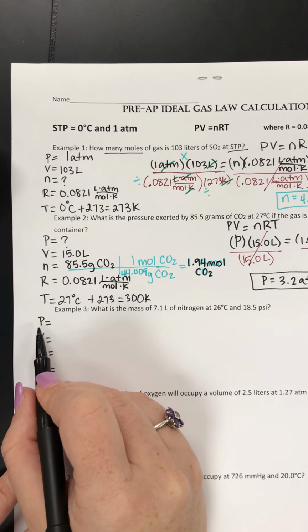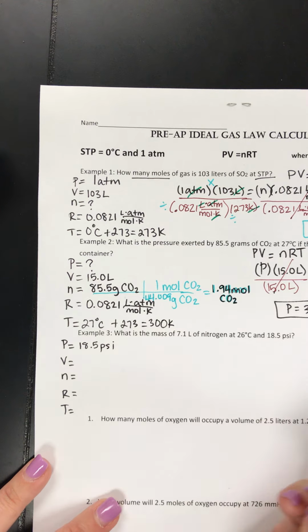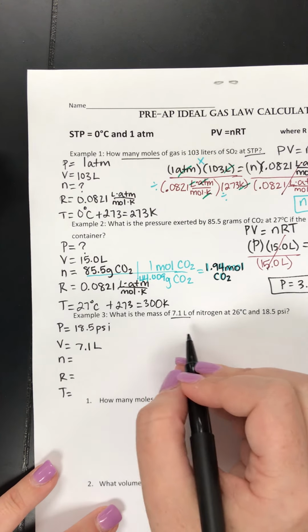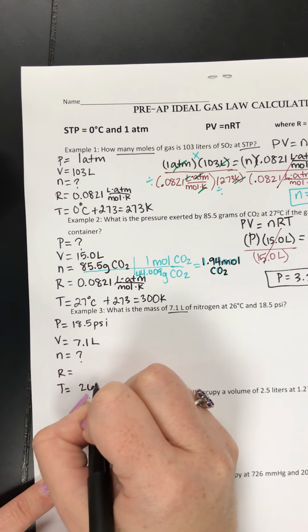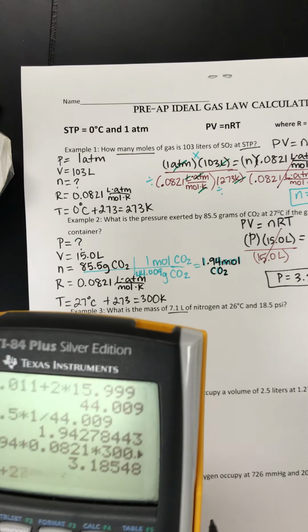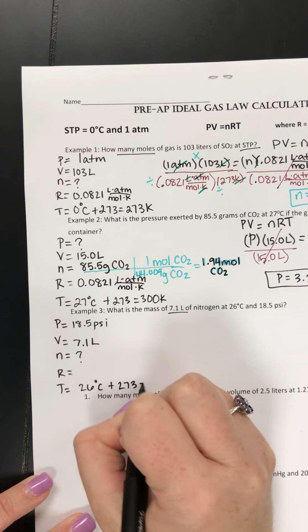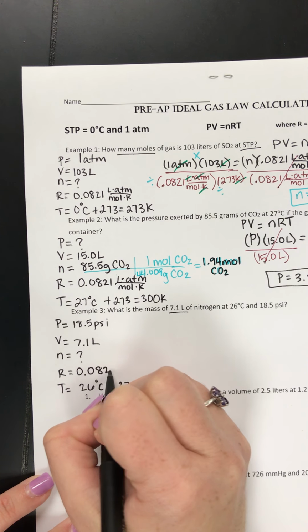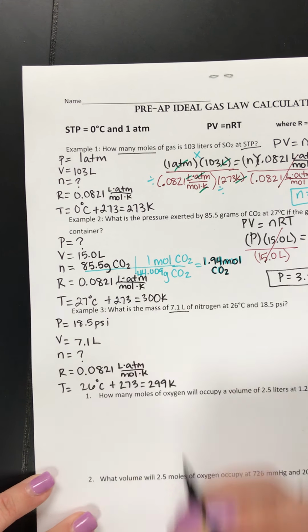All right, so my pressure is 18.5 psi. My volume is 7.1 liters. My N is unknown. My temperature is 26 degrees Celsius. I'm gonna go ahead and add 273, so it's gonna be 299 Kelvin. My R is always 0.0821 liter atmospheres divided by mole times Kelvin.